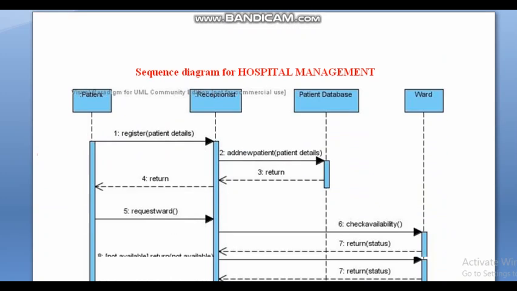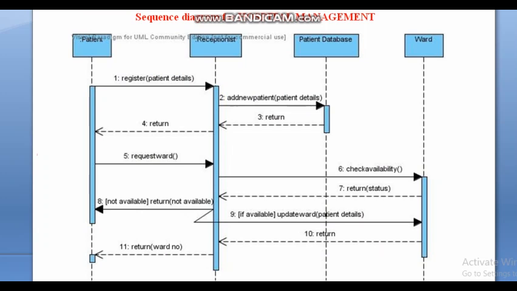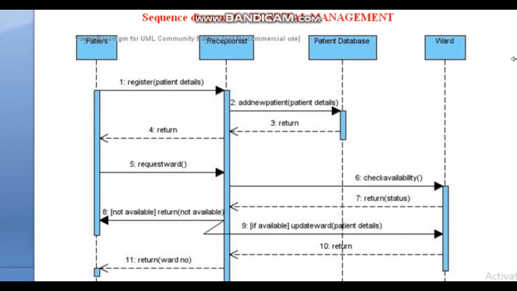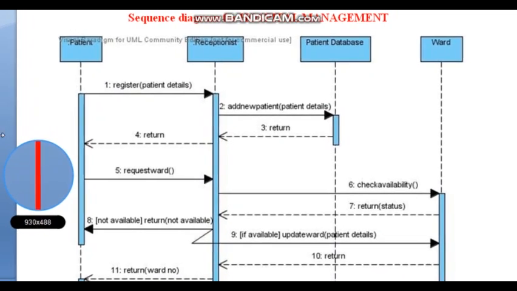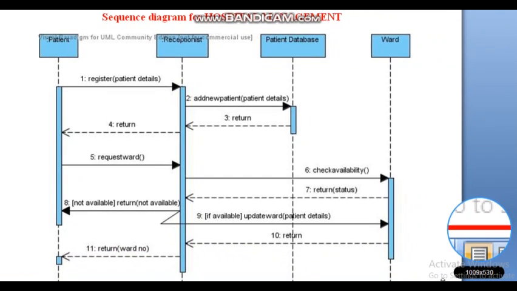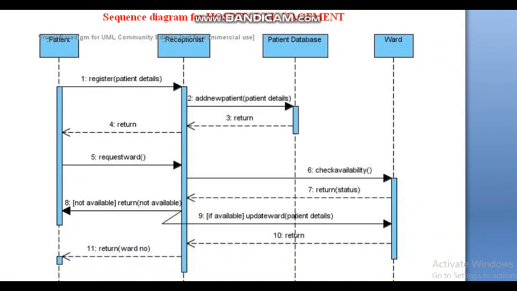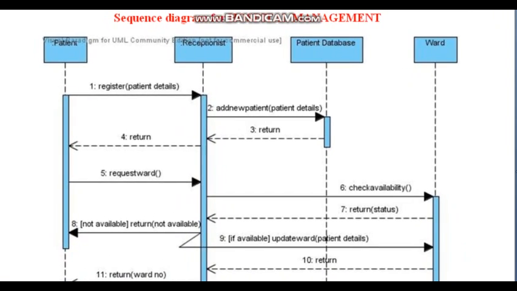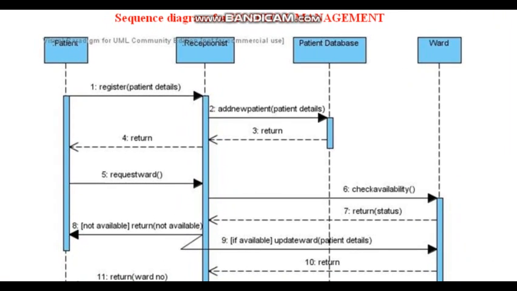So let me go to the next type of diagram, okay. So this type of diagram is called as what, guys? This type of diagram is basically called as a sequence diagram, okay. In sequence diagram, you can see that the sequence diagram is used to show the interaction between the actors, okay. It will show the interaction between the actors.